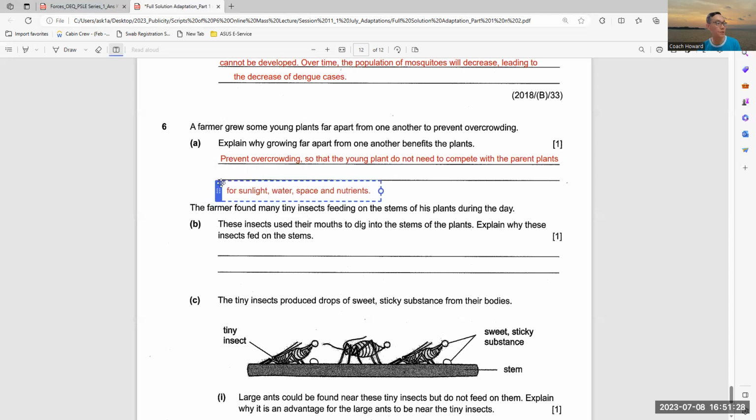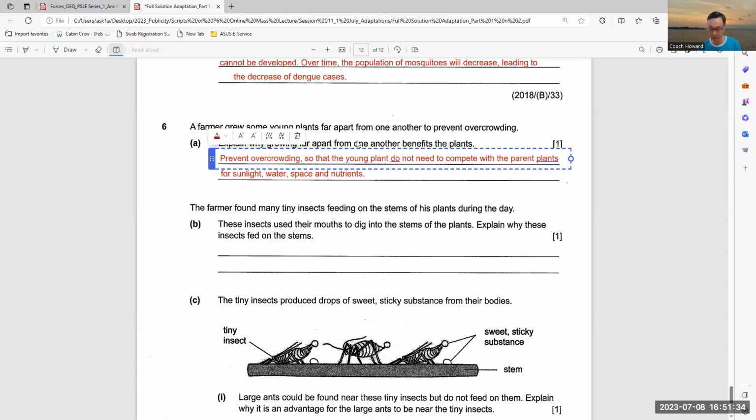Okay, so quite simple, this part. To prevent overcrowding, so that the young plants do not need to compete with the parent plants for sunlight, water, space, and nutrients.